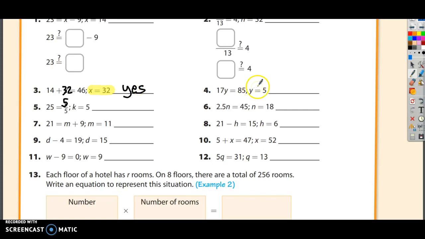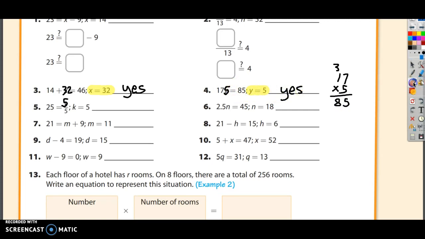Number 14, I've got right here y is equal to 5. So I'm going to take y out and replace it with 5. And it's 17 times 5. Is 17 times 5 equal to 85? And the answer is yes, it is. 5 times 7 is 35. 5 times 1 is 5, plus 3 is 8. That's equal to 85. The answer is yes.